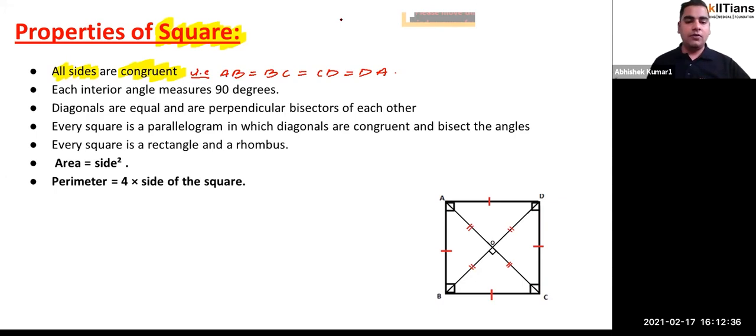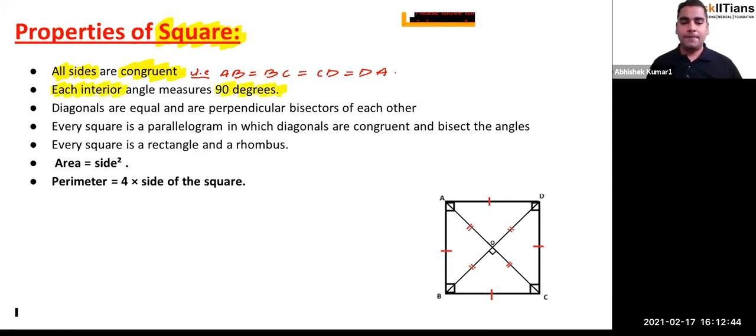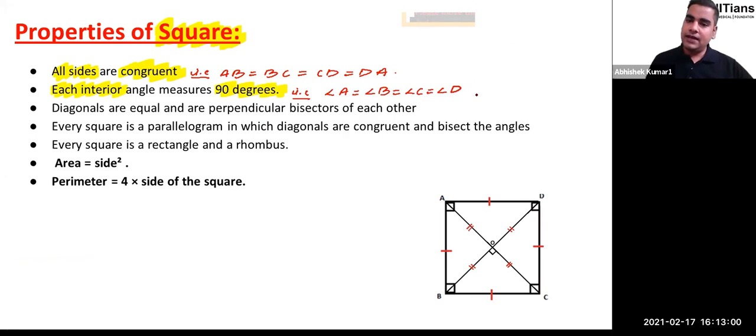When you are talking about second property, that second property is similar to what you studied in case of rectangle. Each interior angle measures 90 degree. That means all the angles which are there in the square must be equal to 90 degree each. So you can observe that figure. In that figure, your angle A, angle B, angle C, angle D, all of them have to be 90 degree. Clear?